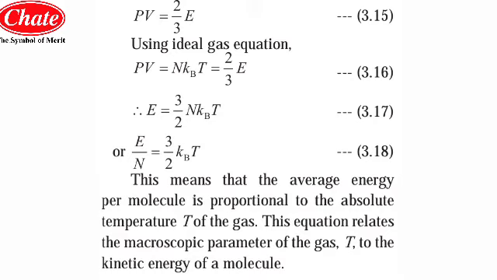Now by using the ideal gas equation, PV is equal to N into Kb into T, which is equal to 2 by 3 E. Now E will be written as 3 by 2 N into Kb into T by rearranging this equation. After rearranging we can also write E by N is equal to 3 by 2 Kb into T. Now we can say that the average energy per molecule is proportional to the absolute temperature T of the gas. This equation relates the macroscopic parameter of the gas, T, to the kinetic energy of the molecule.